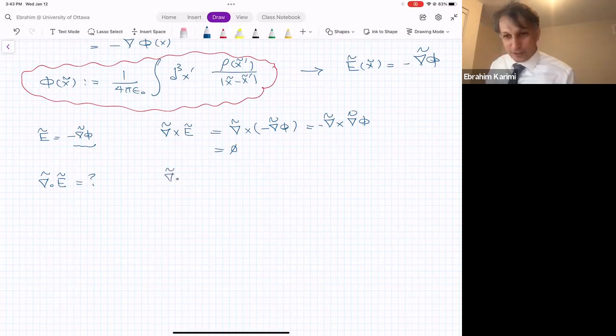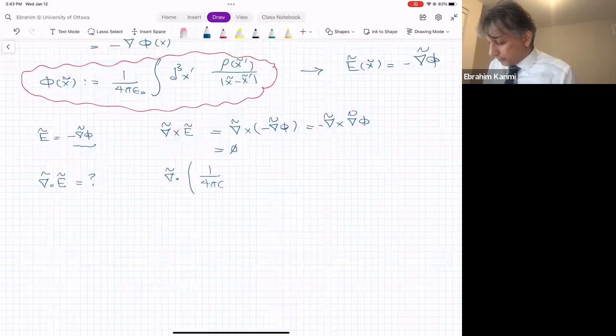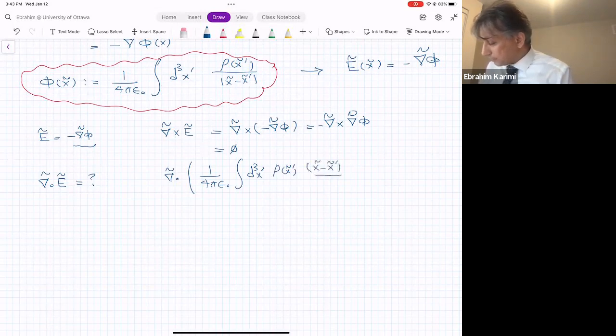Divergence of E. So it means that we have the divergence of the electric field. What was the electric field? 1 divided by 4 pi epsilon naught integral of d3x prime, rho of x prime, (x minus x prime) divided by |x minus x prime| to the power of 3. Okay? Is that right?